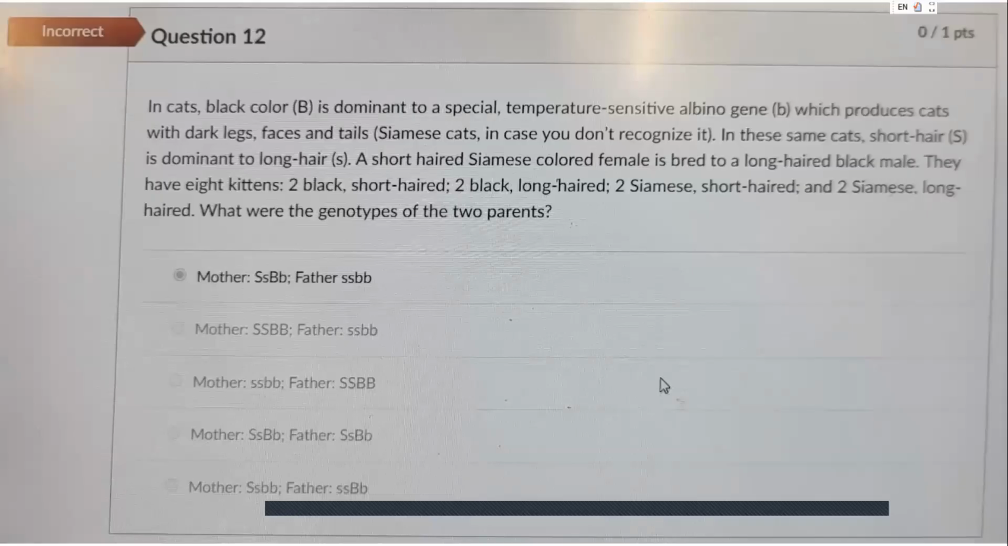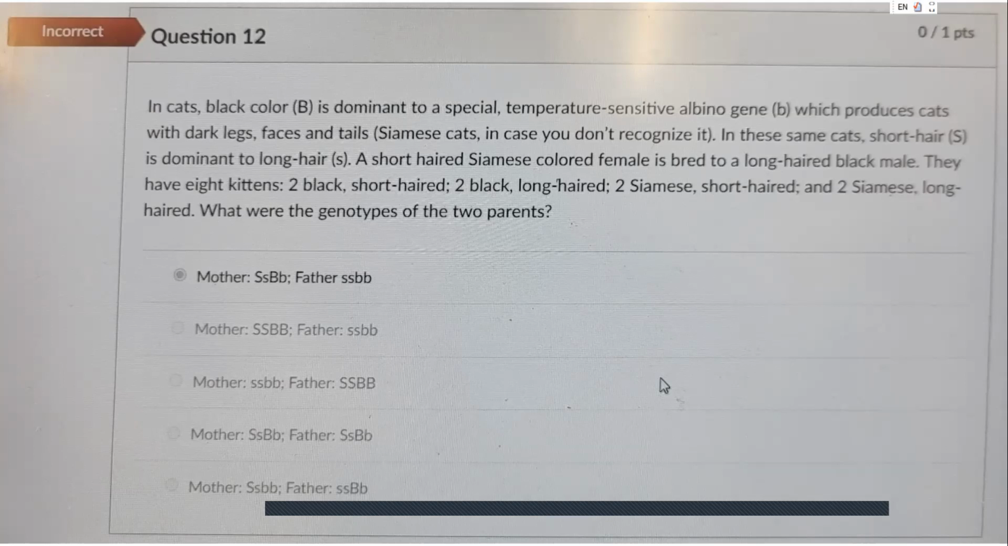Well, we look at the kittens given, and we are told that there are still two long-haired, as well as two black cats, and two Siamese. This tells us that because there is still long hair, the mother has to be heterozygous for the trait, or else it would not pair with the father's recessive trait to produce long hair. And the same thing for the father.